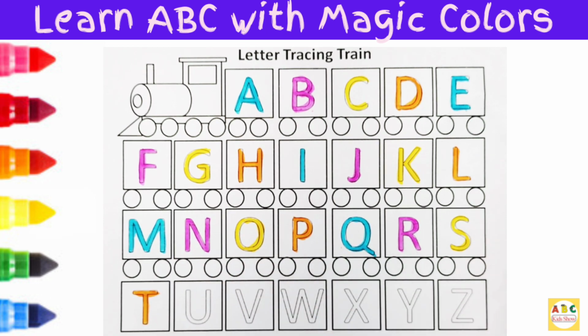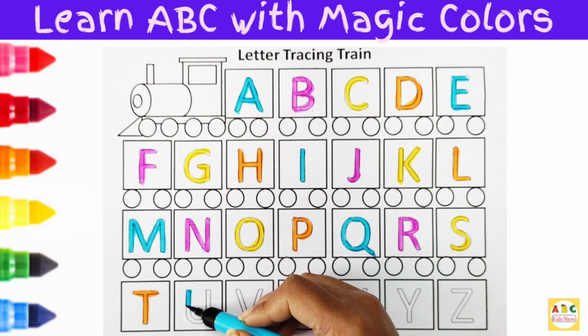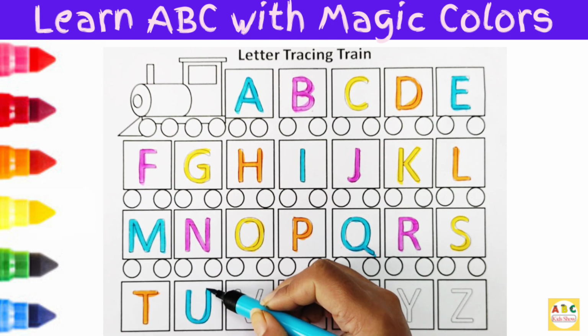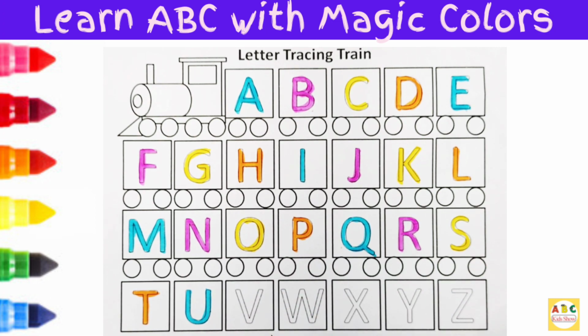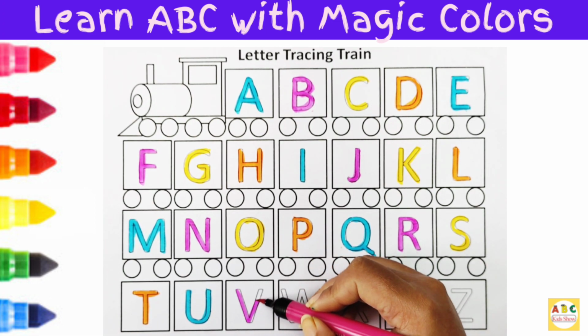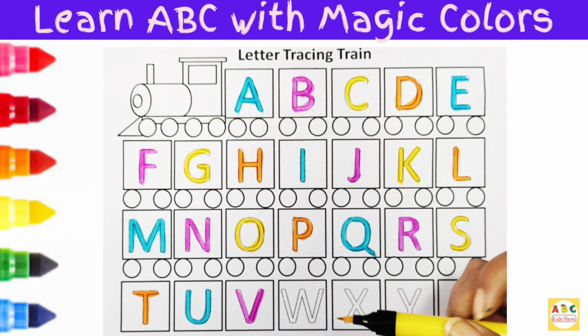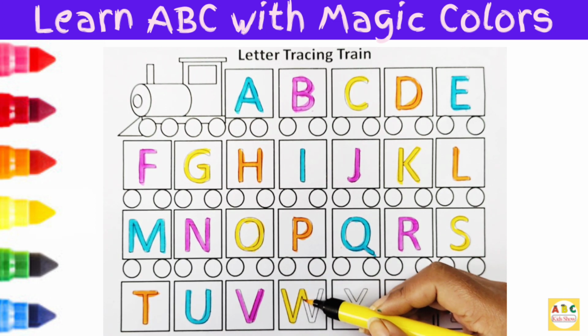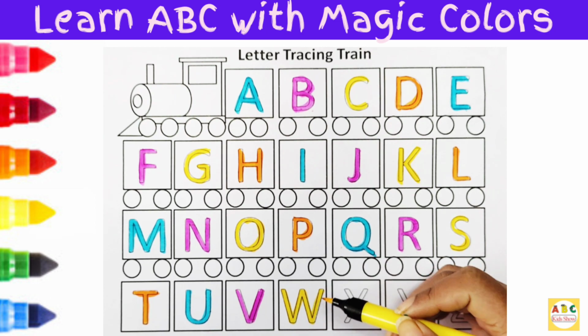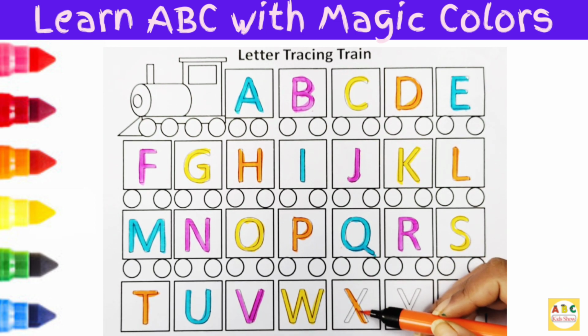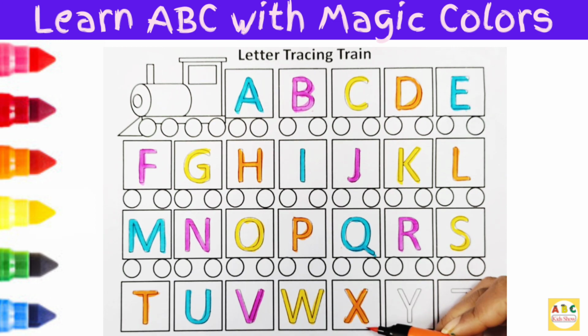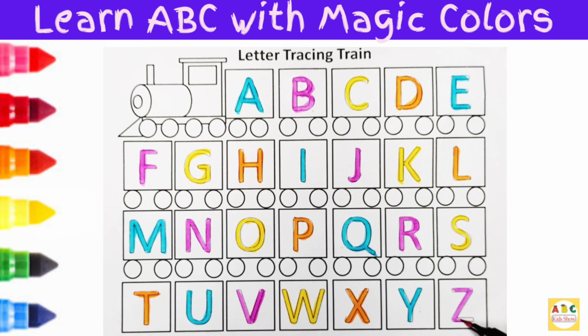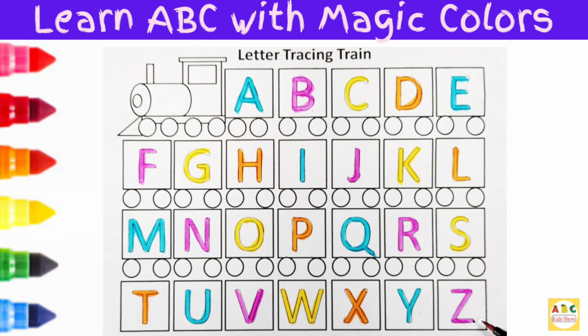T. T for toy. U. U for umbrella. V. V for van. W. W for watch. X. X for xylophone. Y. Y for yo-yo. Z. Z for zebra.